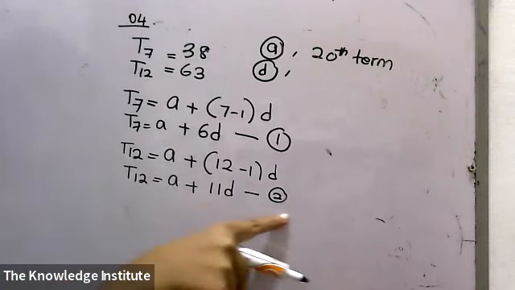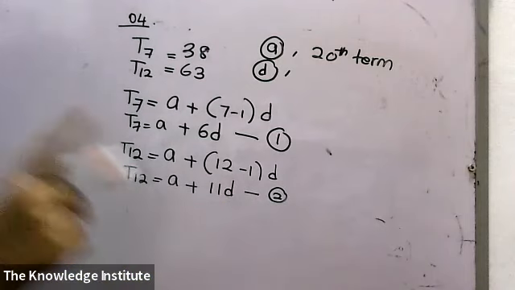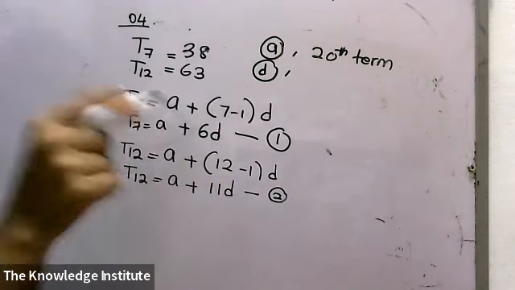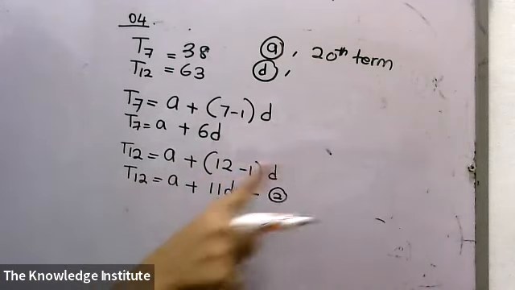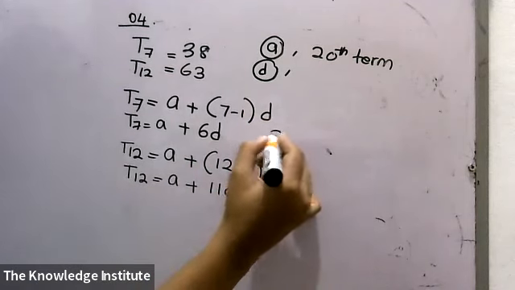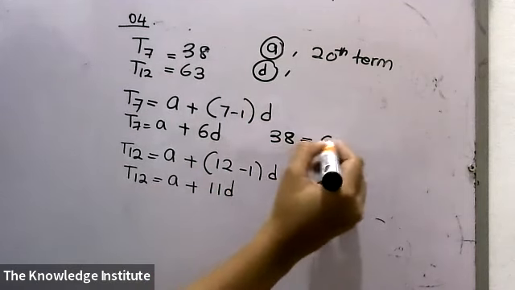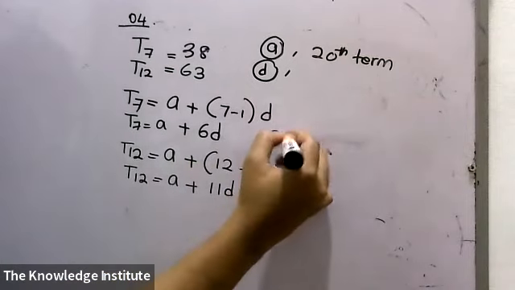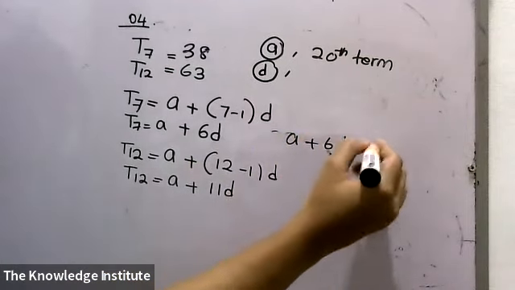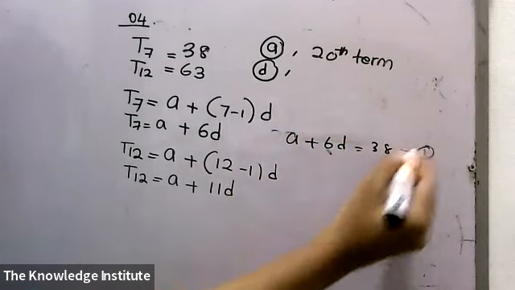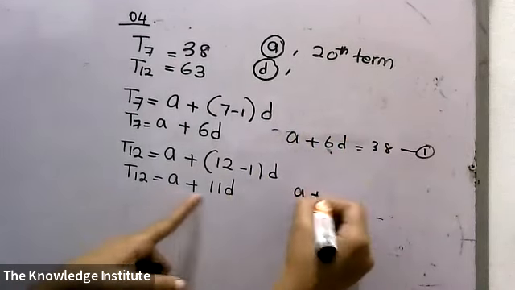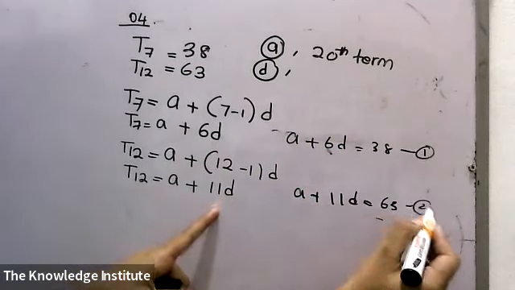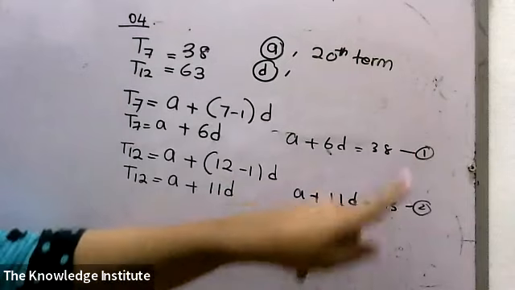So you see, okay, we missed something. Hold on. We already know the T7 value. What is the T7 value? 38. Therefore, 38 is equal to A plus 6D, or we can write it as A plus 6D equals 38. First equation. Second equation is A plus 11D equals 63. Now tell me which is greater, 38 or 63?